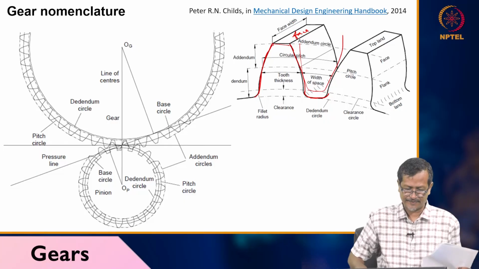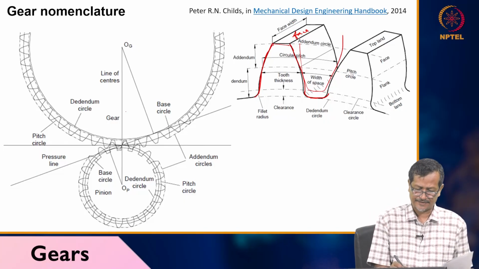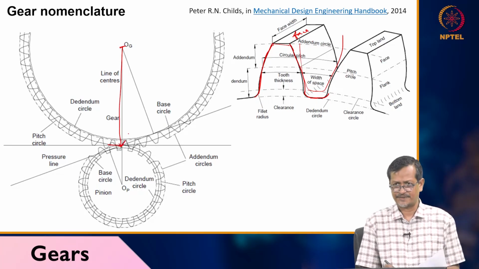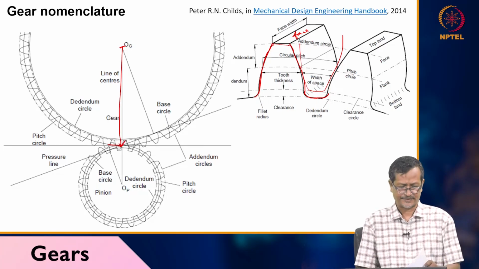Normally, when we say gear diameter, we mean the pitch circle diameter, from the center to almost the middle of the teeth. This diameter is called the pitch circle diameter. Gear diameter implies that one.